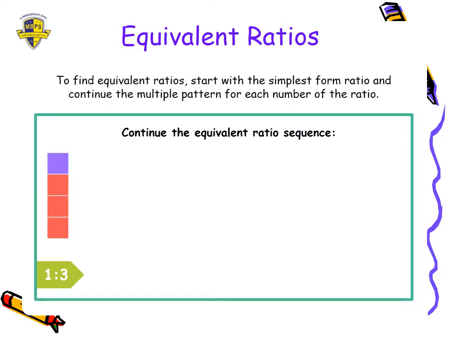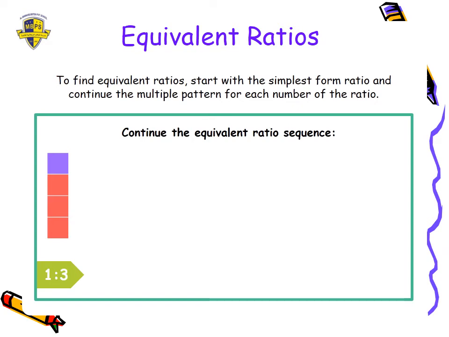This is the same example, but here we want to write more than one equivalent ratio. The ratio here is 1 to 3, 1 purple to 3 red. And I want to write 5 equivalent ratios to this one.